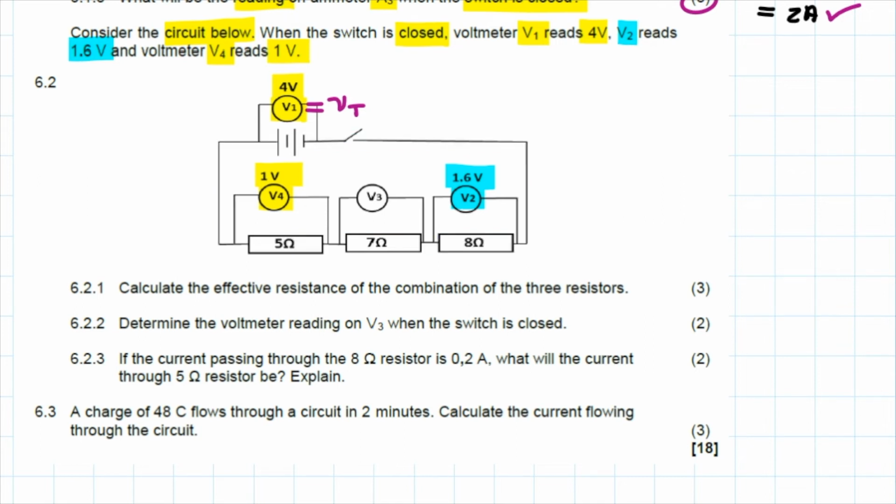Question 6.2.1 says, calculate the effective resistance of the combination of the 3 resistors. Now, it's a lot easier to perform this calculation for a series circuit. We simply say RS or RT is equal to R1 plus R2 plus R3. And it's good practice to always start off by writing down the formula with subscript so that your teacher knows where you're getting your values from. So that is 5 ohms plus 7 ohms plus 8 ohms. When we total this, we end up with a value of 20 ohms.